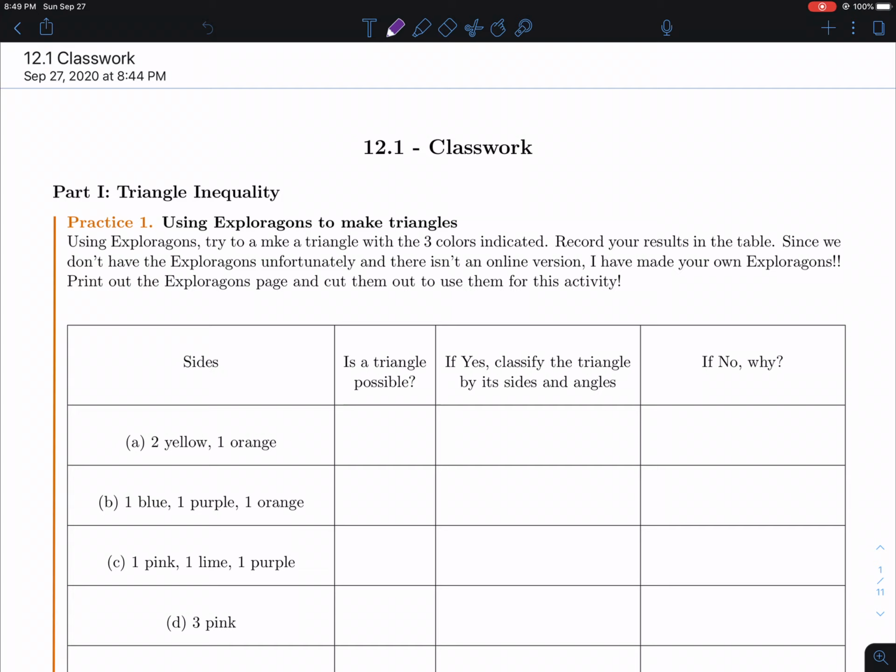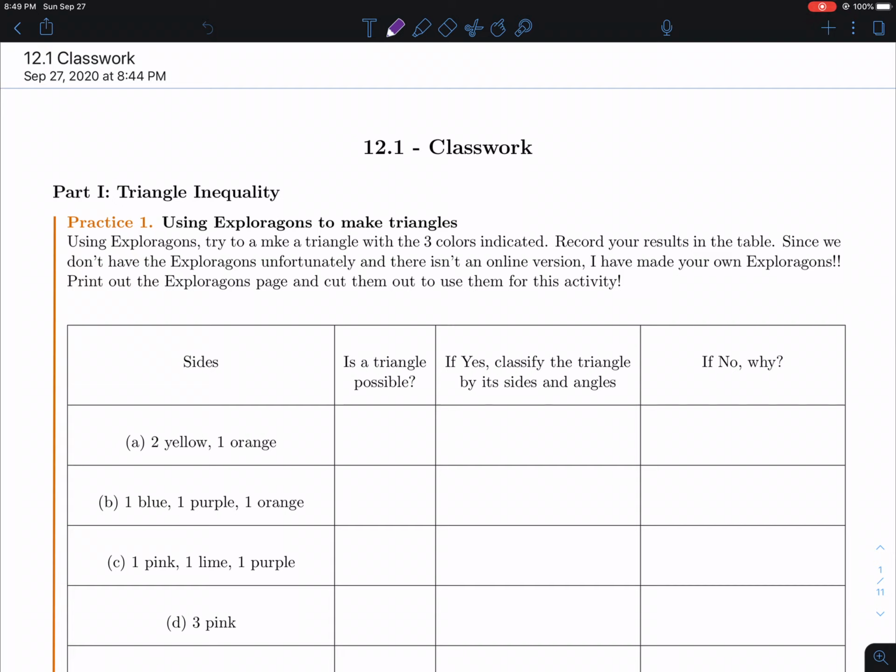We're getting ready to start chapter 12, which deals with a lot of triangle stuff and some more constructions. I just wanted to say great job on the exam. Everybody worked really, really hard. The exam looked great, so I'm very proud of you guys. There was a lot of good work on there. So we'll see how the day goes.